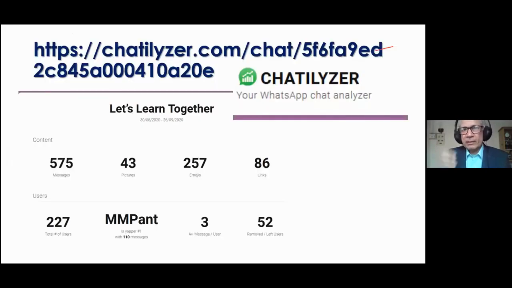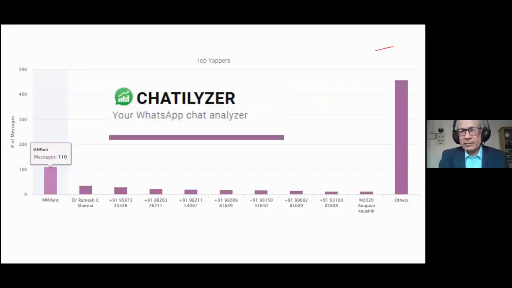And then it shows you the content. It can tell, even though you have not added it, there were 43 pictures in it. There were 257 emojis. There were 86 links in it. These many users, and who is the top? Professor M.M. Pant was the main teacher who was exchanging those messages. Who is the most contributor, average messages per user, this kind of analytics.